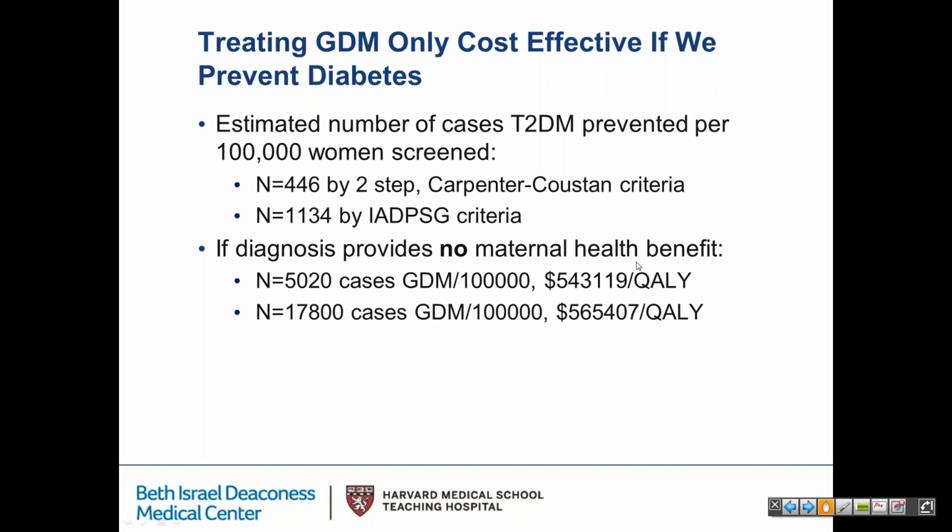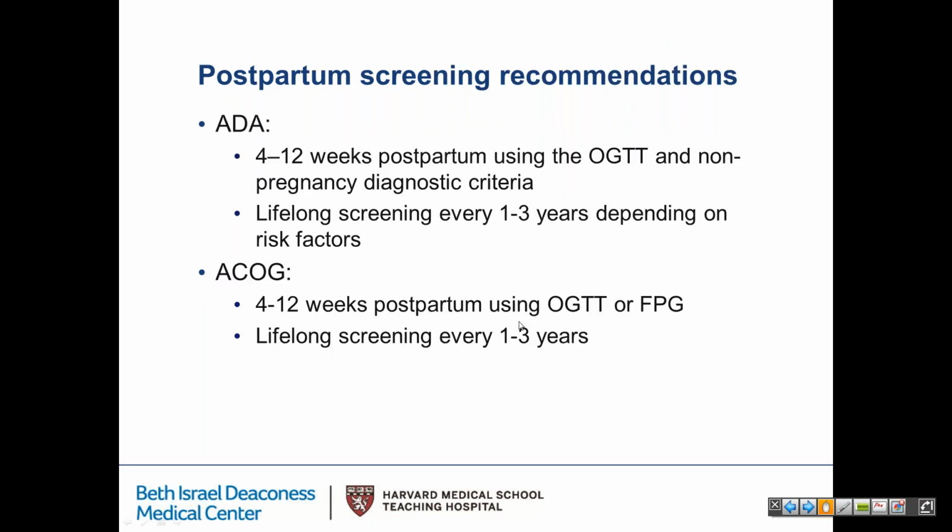But if you don't do anything in terms of long-term maternal health, then you're talking about $500,000 per quality adjusted life year. This rapidly becomes a very, very expensive enterprise, and one could ask, why are we spending all of this money to screen and treat gestational diabetes if we're not going to do anything about it afterwards?